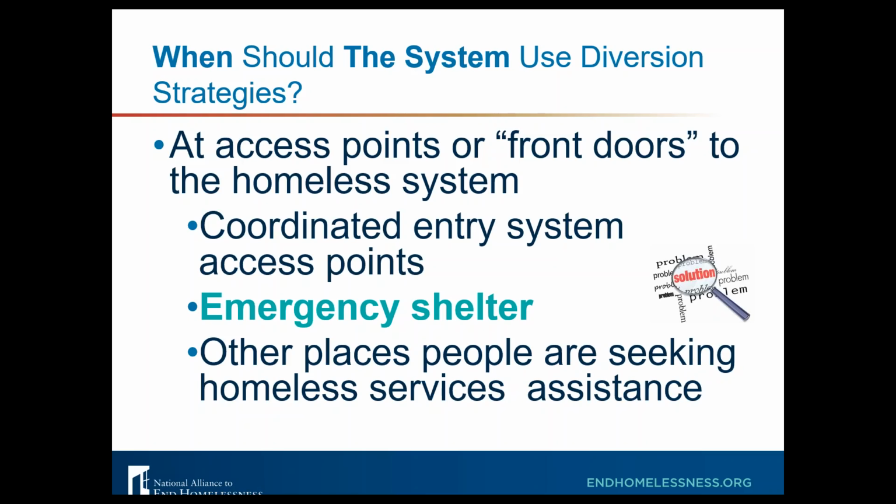So you can have diversion services at the access points, or we can call them front doors to the homeless system. That might be your coordinated entry system access points. So if you have physical locations, you might have a 211, you might have a hotline that people call. That can be a place where you can train diversion staff to have these kinds of conversations and offer these services. Certainly, you can have them at emergency shelter, which is what we will spend the bulk of today on. And other places people are seeking homeless services and assistance. You might have other places in your community where people are coming, like your TANF office, or other places people are coming seeking homeless service assistance or having a housing crisis. And that might be the right place to have some of these diversion strategies in place.